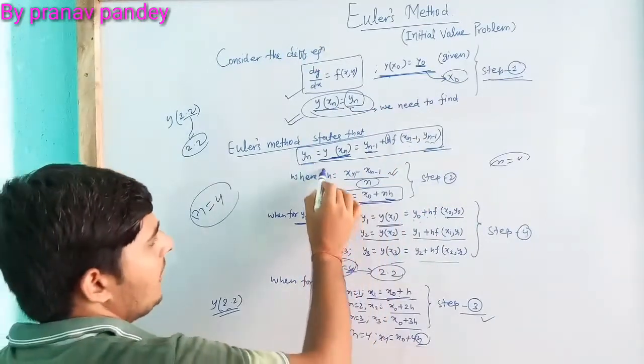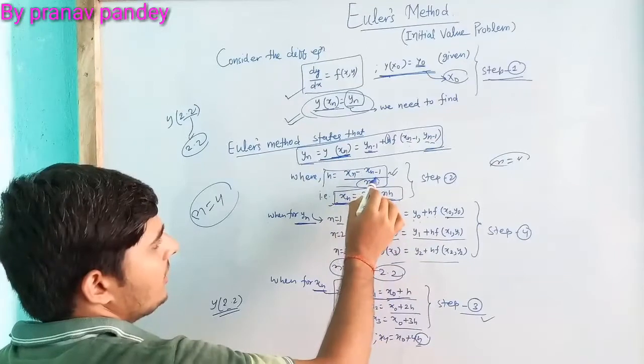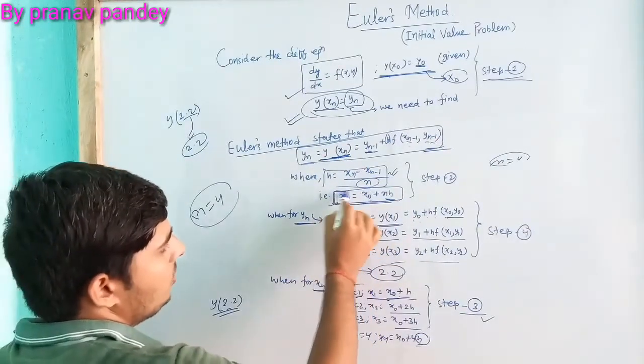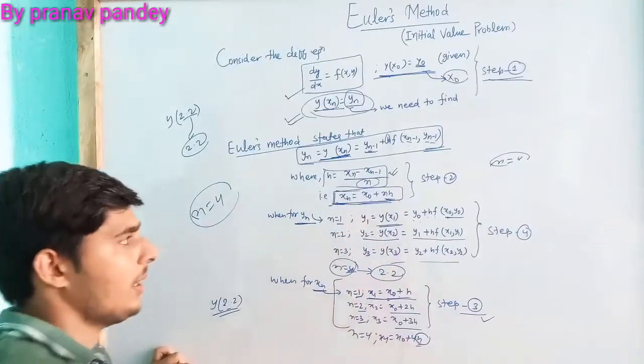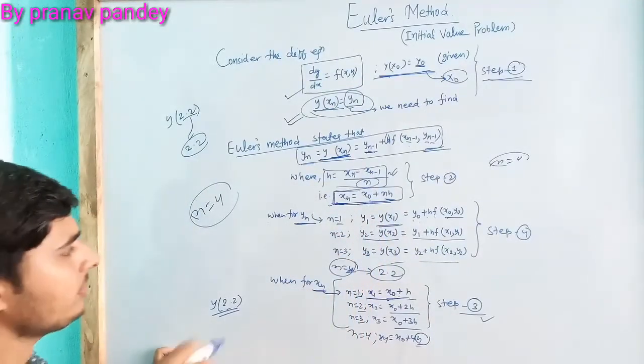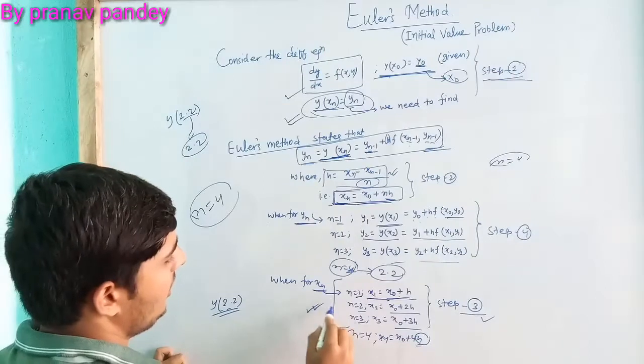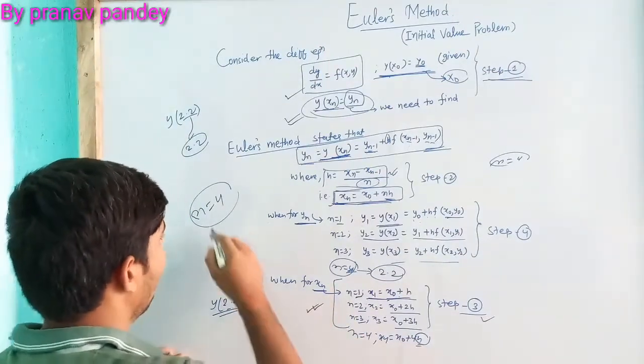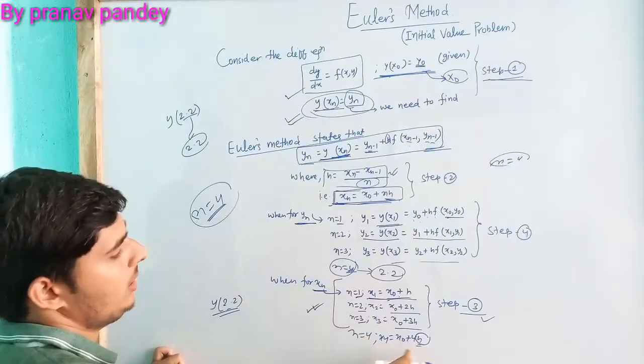After that, h is (xn minus x(n minus 1)) upon n, and from here we can conclude that xn is equal to x0 plus nh. This is your step 2, and then we will calculate x1, x2, x3 and x4 if I have considered n is equal to 4, then up to x4.